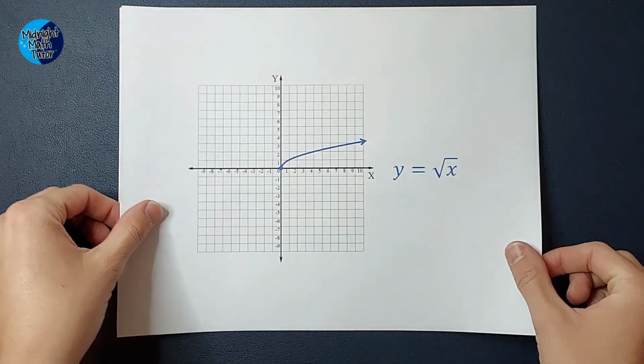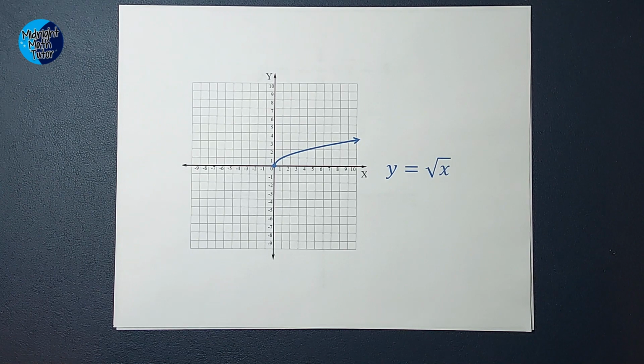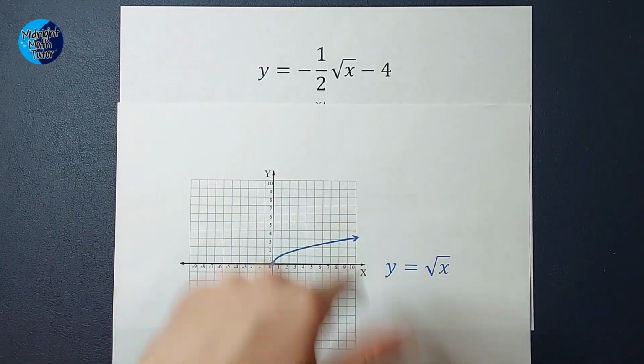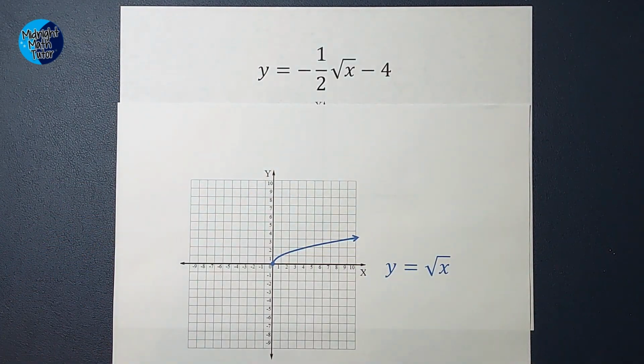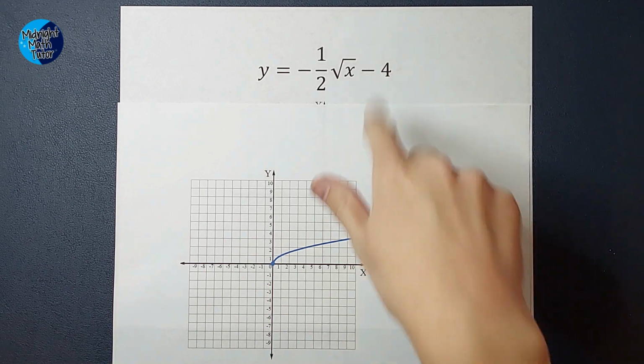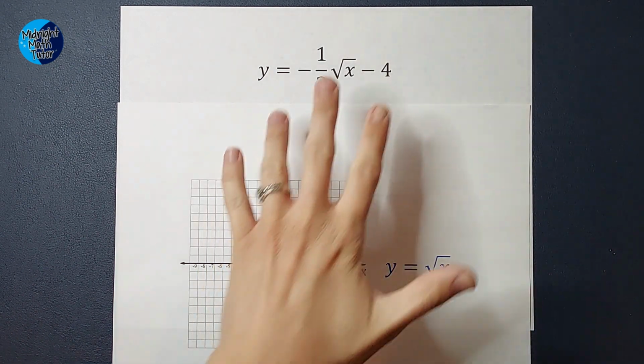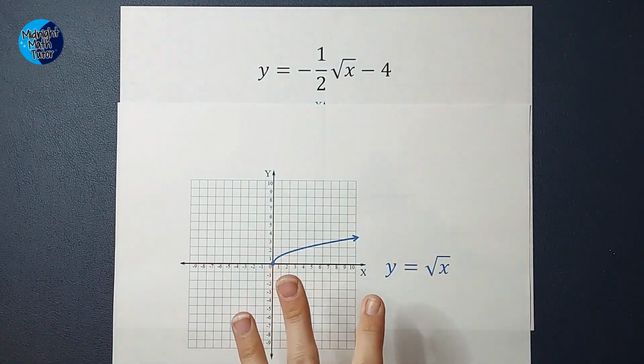So good news is when we are working with a square root, we have what we like to call a parent graph. That helps us out, okay? If we were just being asked to graph y equals the square root of x, this is what the graph would look like, okay? But we have a lot of different things happening to our equation, right? We've got a -1/2 on the front, and then we've got a -4 on the back, okay? So we just need to know how these things affect this parent graph, right?